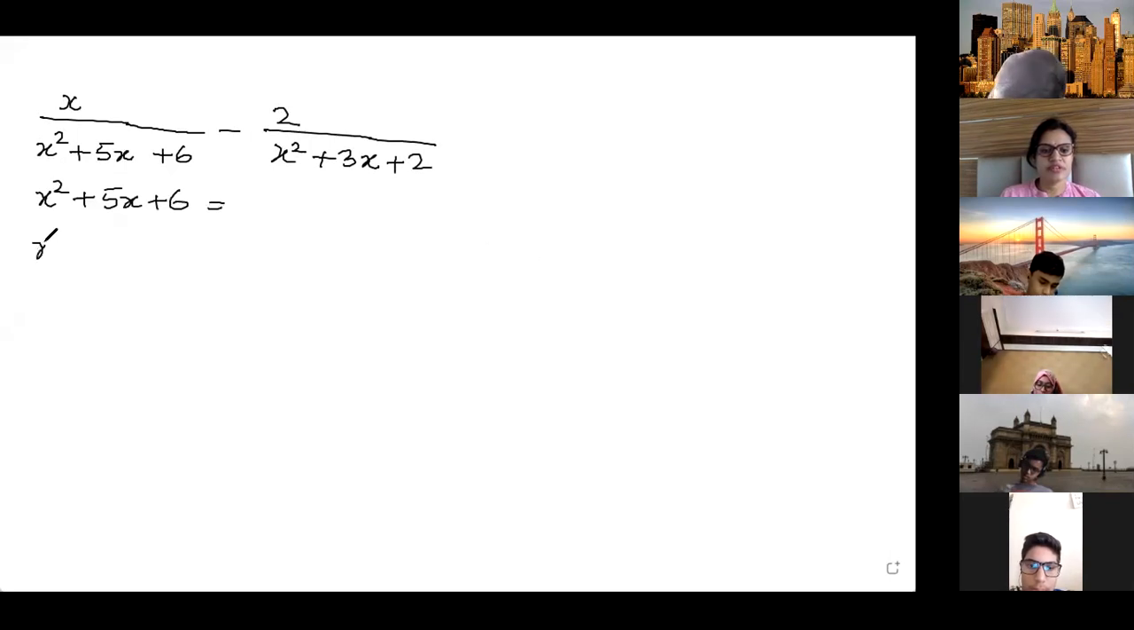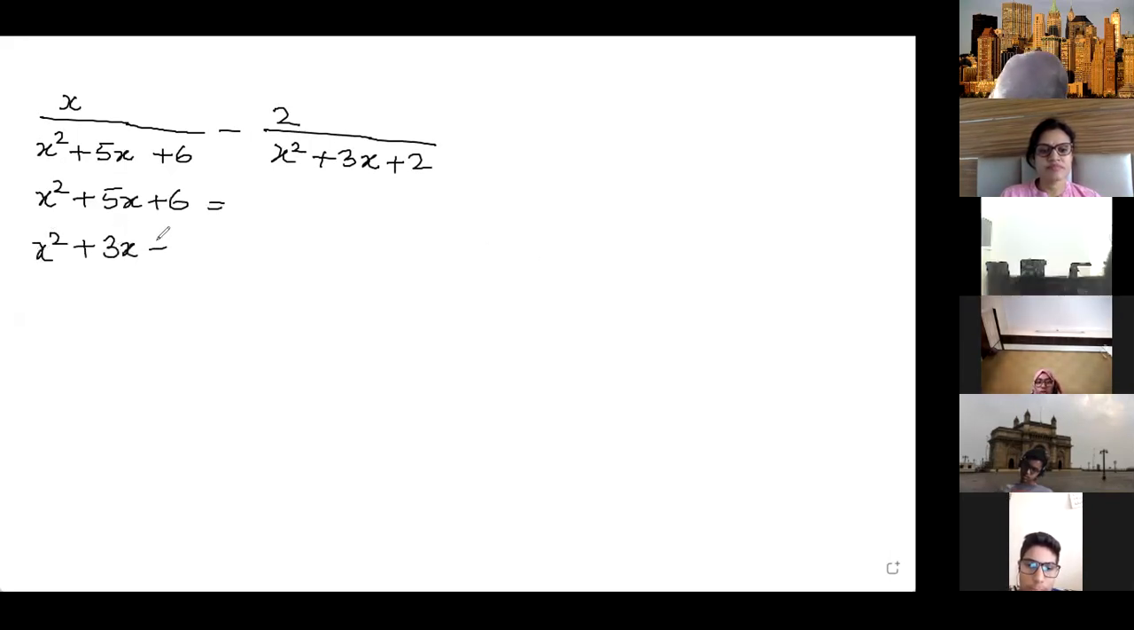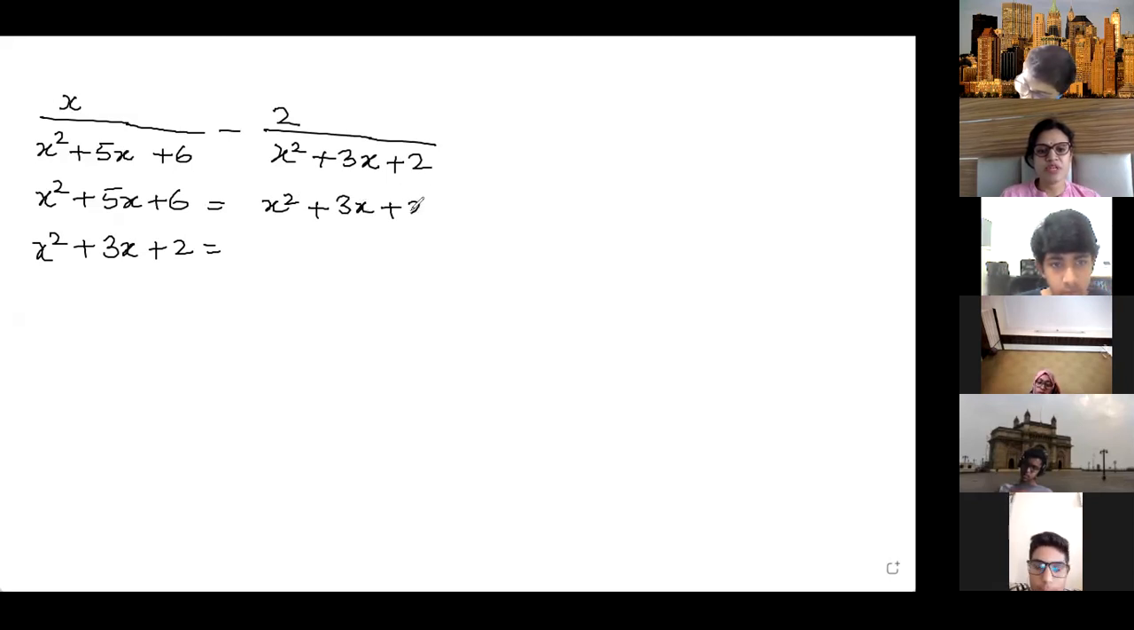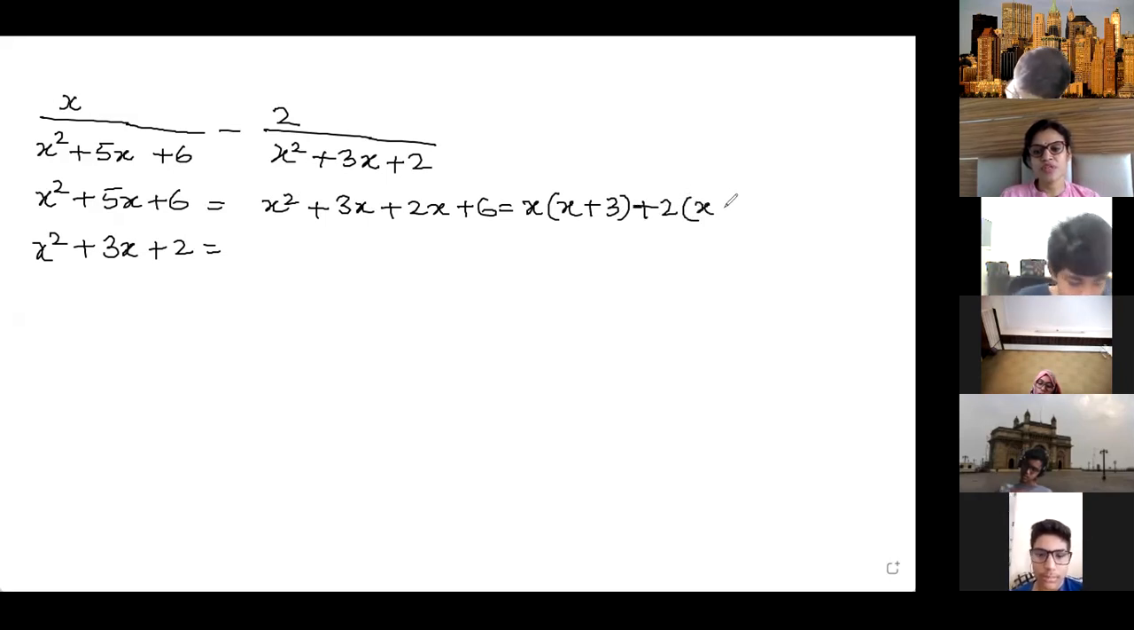Give me the answer directly. X square plus 3x plus 2x plus 6. 3 and 2 are 6. Yes. X square plus 3x plus 2x plus 6 is equal to x into x plus 3 plus 2 into x plus 3, which gives you x plus 3 into x plus 2.